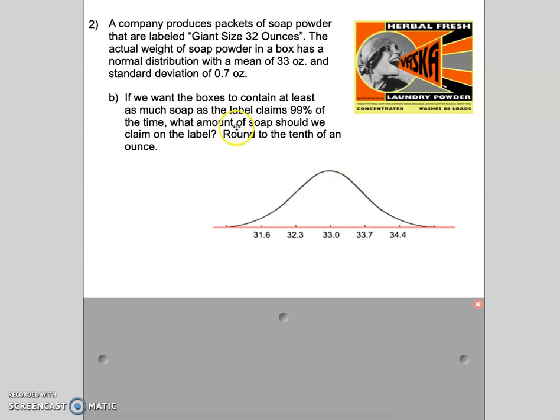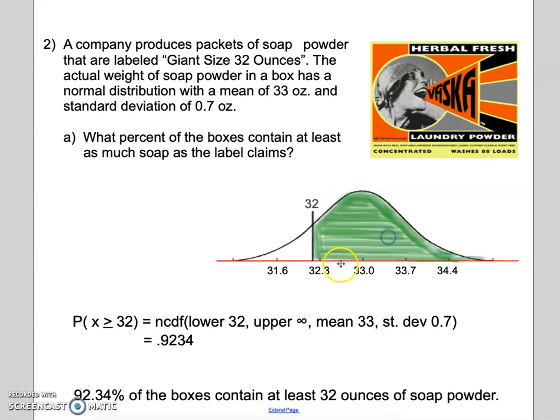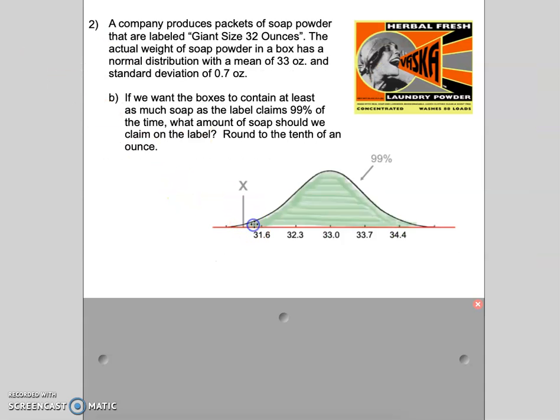Okay, the key to this problem. We're trying to find what we should claim on the box so that we are telling the truth 99% of the time. So the problem becomes, do I put the bar right here or the bar right here? Look back at the last problem. If I put it at 32 ounces, I was correct 92% of the time. I'm going to actually need to have the bar further this way so I get 99%.